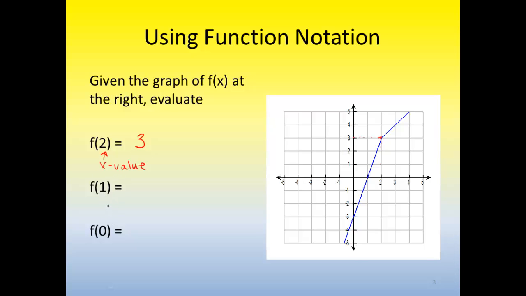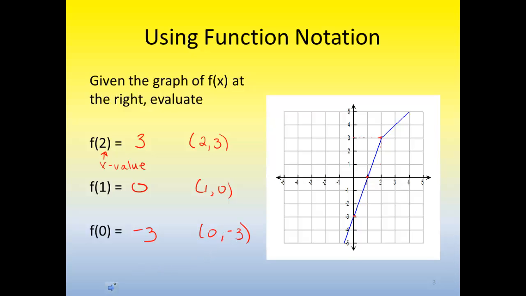F of 1, again, 1 is the x value. Y coordinate on that graph is 0, and f of 0, if the x coordinate is 0, my y coordinate is negative 3. So what this notation gives us are the ordered pairs that are on this graph, or at least some of them.